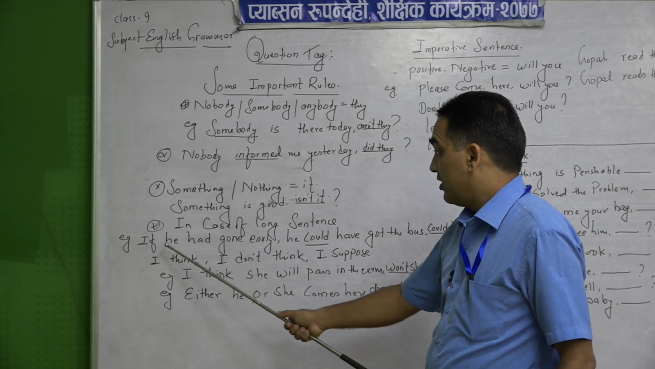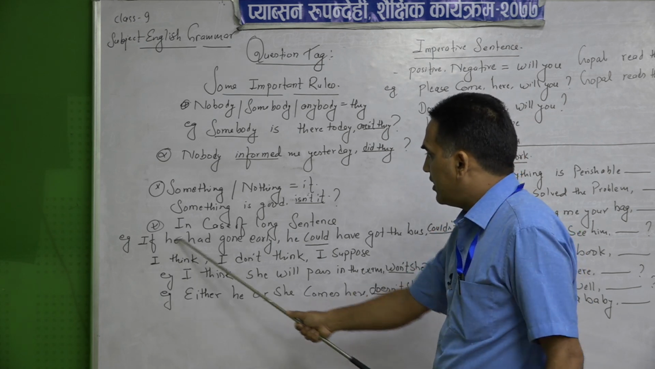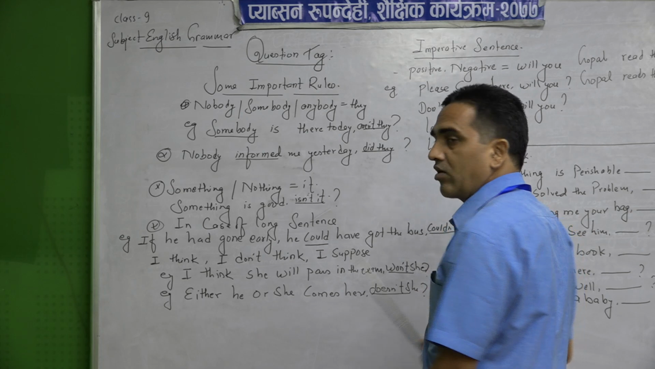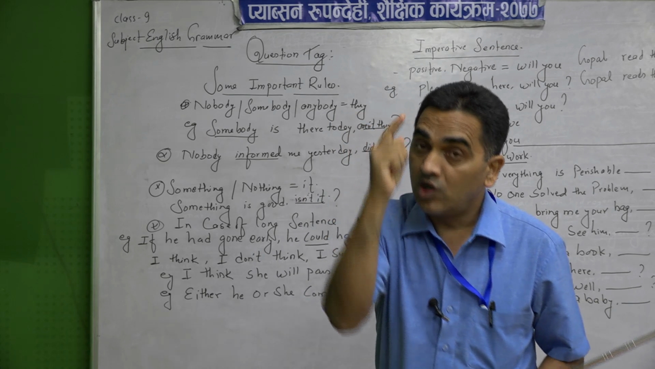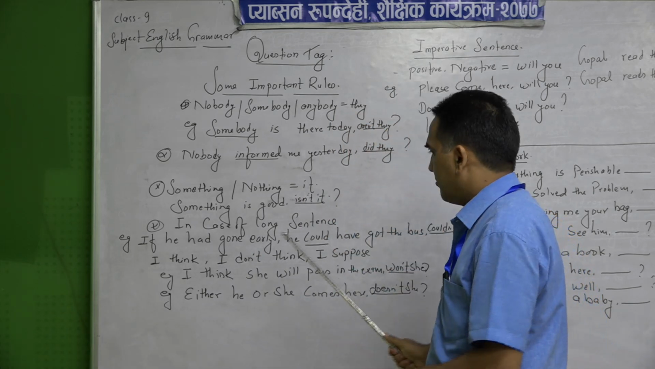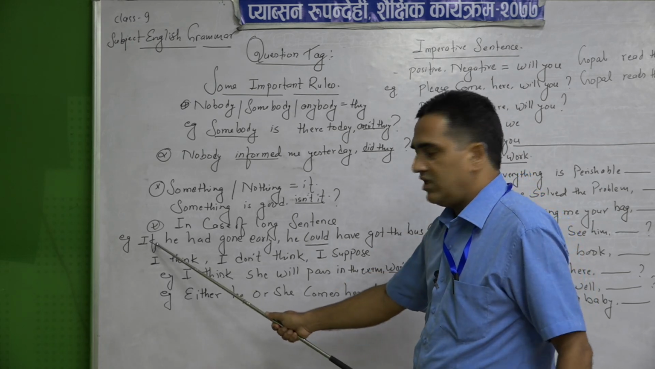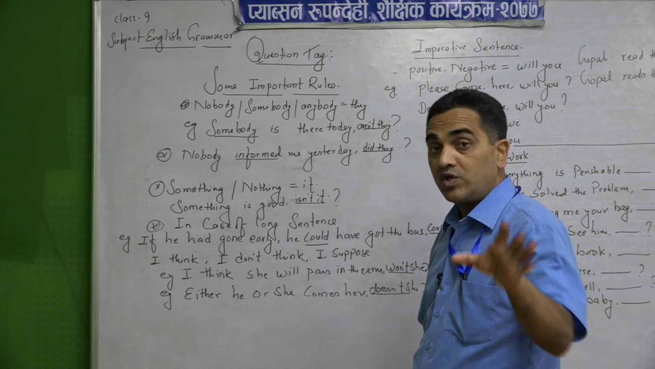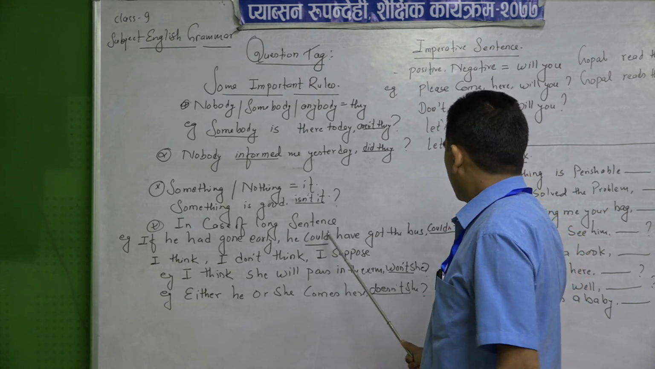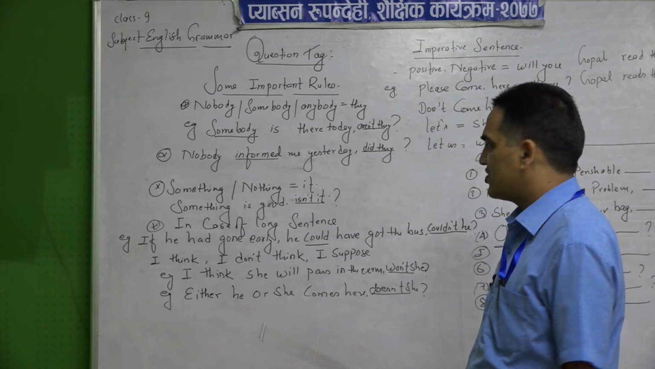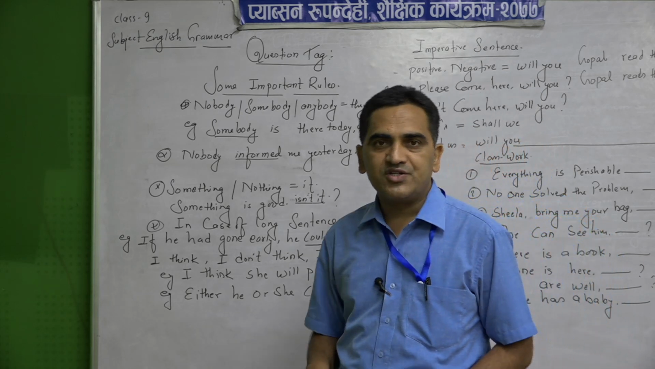When you find a long sentence, my dear students, such as: if he had gone early, he could have got the bus, the first part is the if clause and the second is the main clause. When you write the question tag, you look at the main clause, not the if clause. The if clause also has a subject, but we don't look at it. The main clause is: he could have got the bus. So we can write couldn't he? Couldn't he is the question tag.